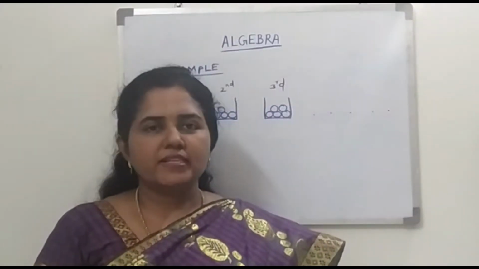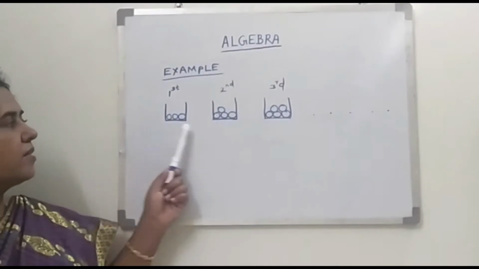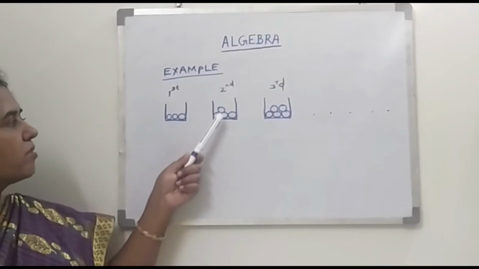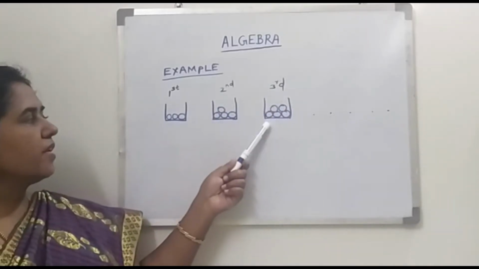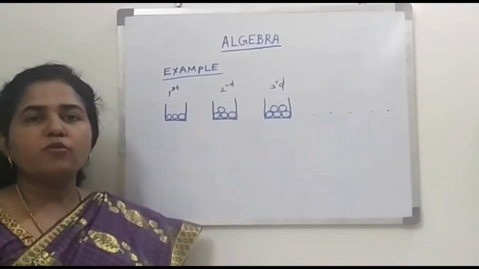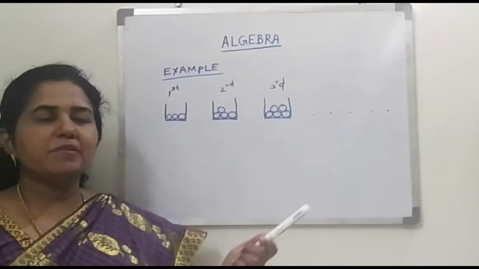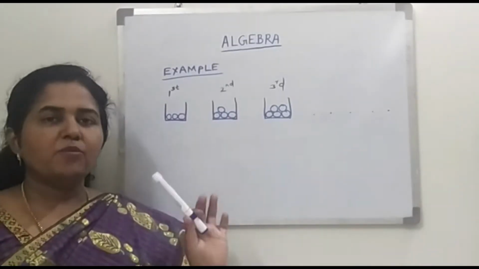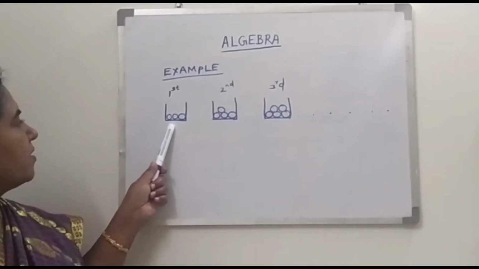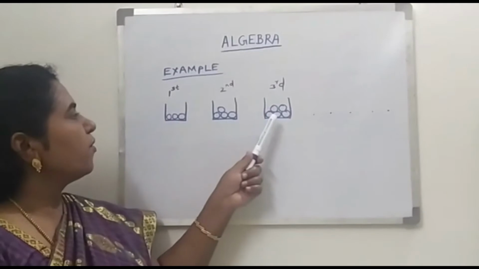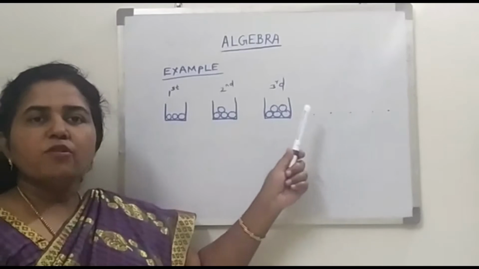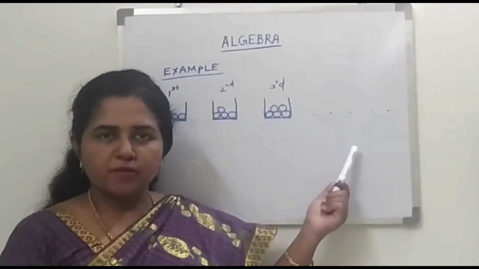Now let us consider an example. Let us assume that there are some unknown number of boxes. In the first box there are 3 chocolates, in the second box there are 4 chocolates, in the third box there are 5 chocolates, and this goes on. Now if we are asked to find out the number of chocolates in, for example, some 7th box, normally what will we do? We will see the number of chocolates in the first box is 3, in the second box is 4, in the third box it is 5, so in the fourth box it will be 6, and you will be counting in this way. You will find out the number of chocolates in the 7th box.